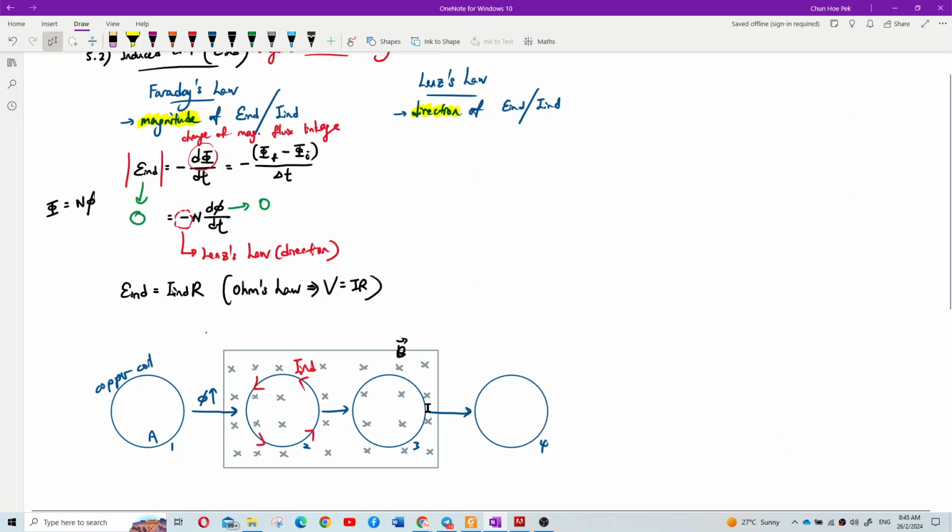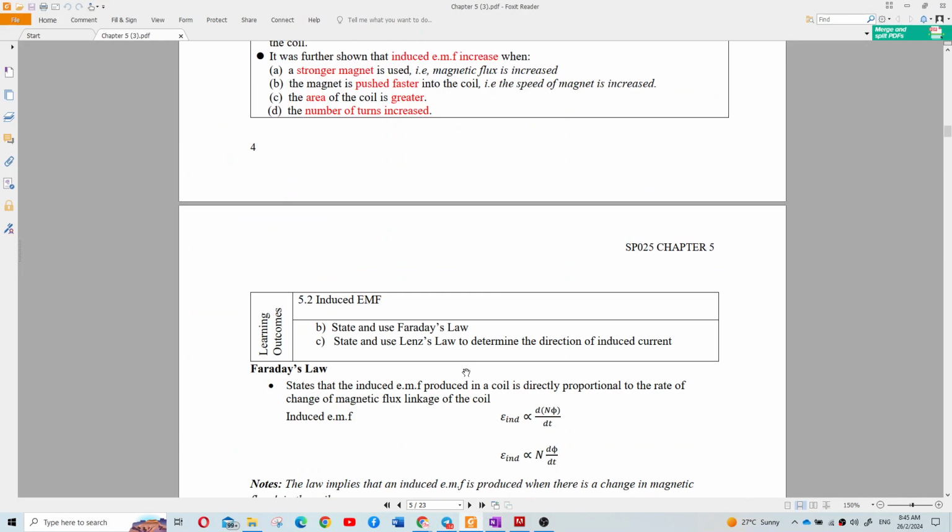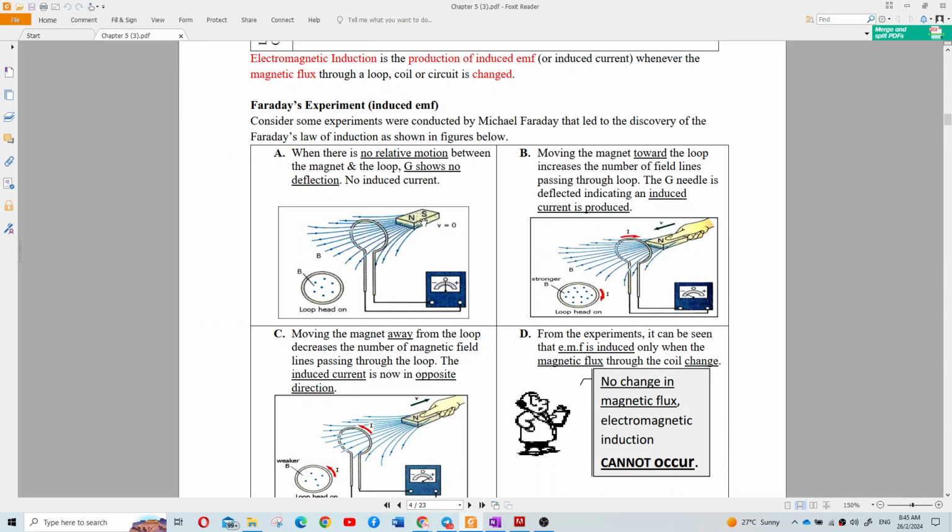So that's right. There is no induced EMF. When induced EMF is 0, that means current induced also 0. So there's no current induced. If you move 2 to 3, although the coil still has magnetic flux, the flux doesn't change, so no current induced. That's why in this experiment, if you don't move, no relative motion between the magnet and the loop, that means no current induced, because the magnetic flux is constant through the coil.